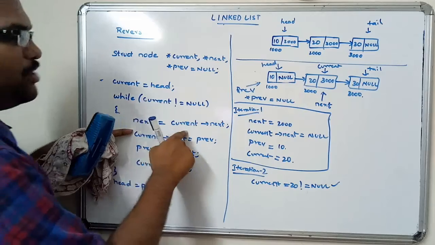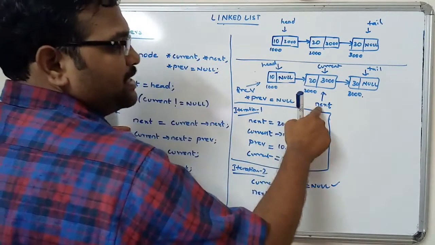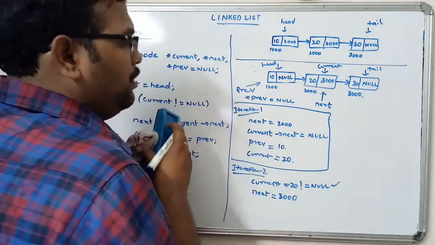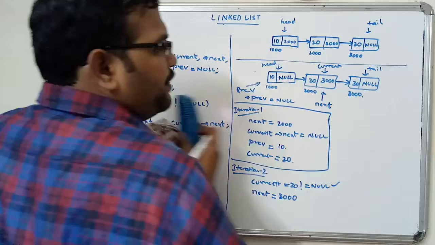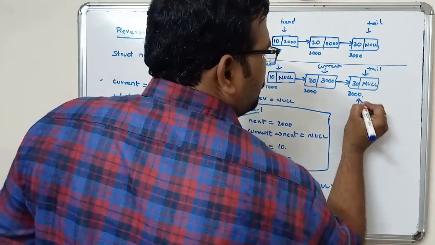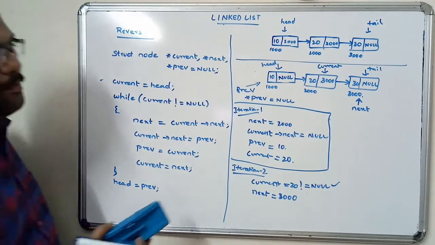So now next is equal to current of next. Current of next means 3000. Now next is equal to current of next. So now the next will be assigned to this one.